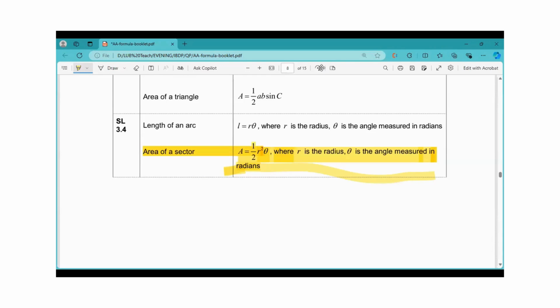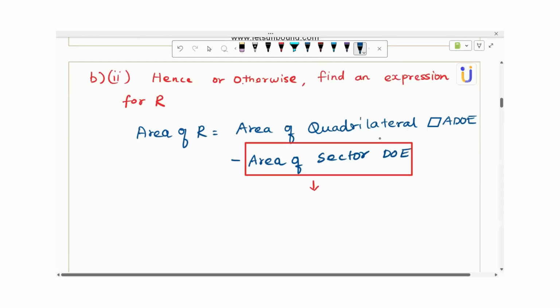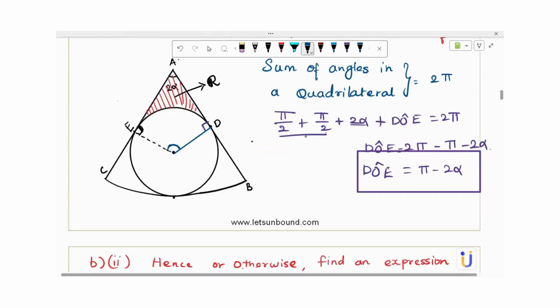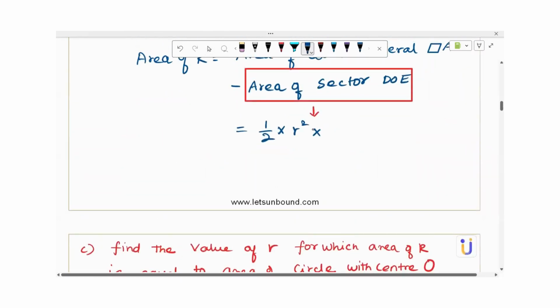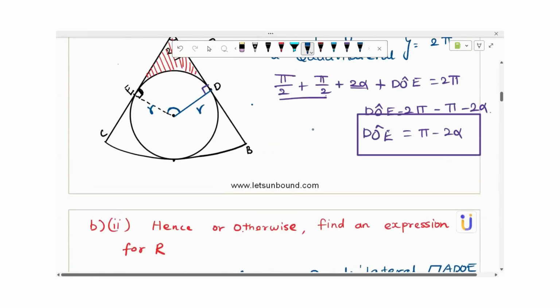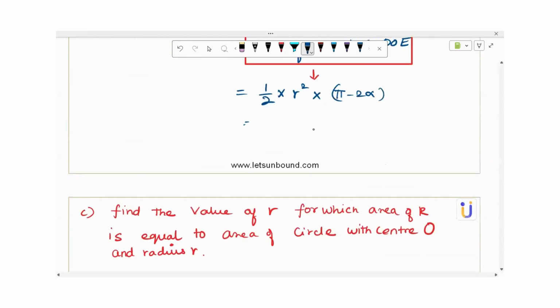Okay. So half r square. R square, R means what? Radius of the sector. So what is the radius of the sector? It's R, right? So r square only. And theta. Theta is the angle, the central angle. That's DOE. Just now we found it. It's pi minus 2 alpha. That's it. And if you can simplify, you can.